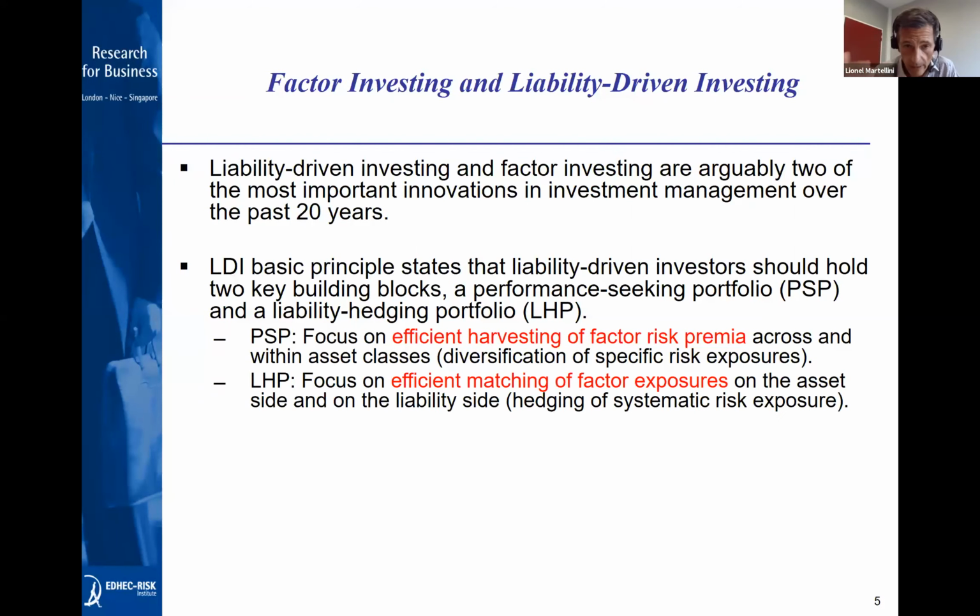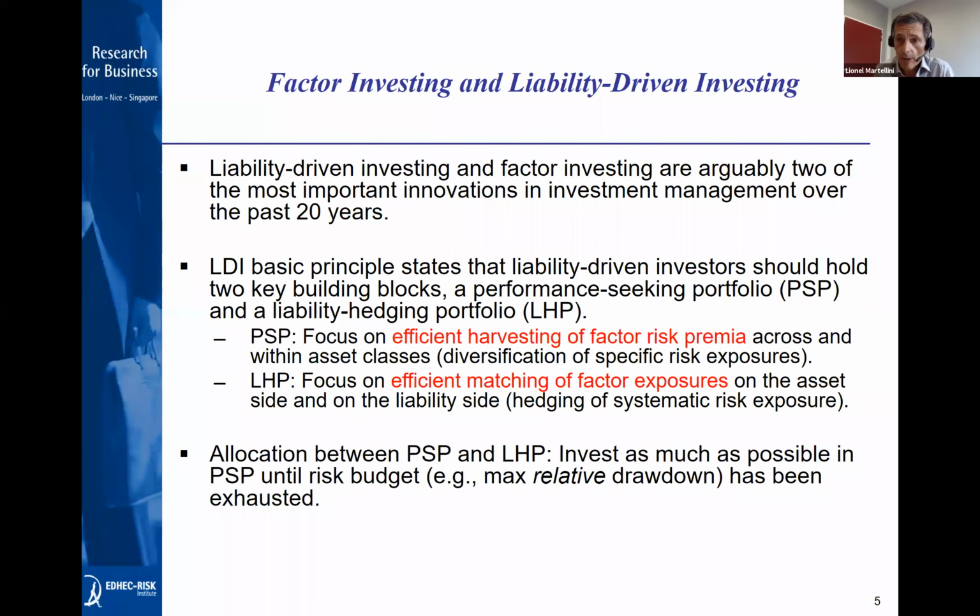Now, if we move on down the list of the key ingredients of LDI, the next one is the liability hedging portfolio. If you look closely at what the liability hedging portfolio is supposed to accomplish, you find that it has a natural focus on an efficient matching of factor risk exposures on the asset and the liability side. So here again, the factor lens proved to be critically useful when trying to implement a sound LDI process.